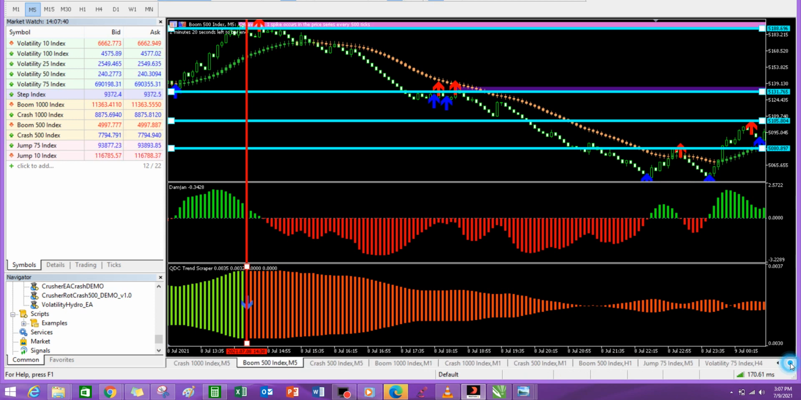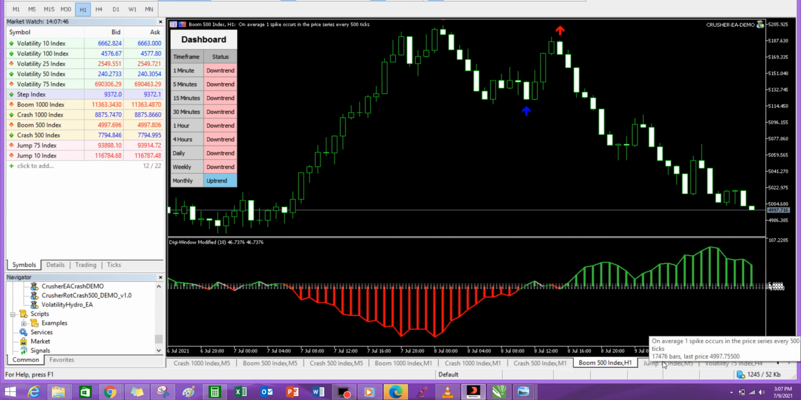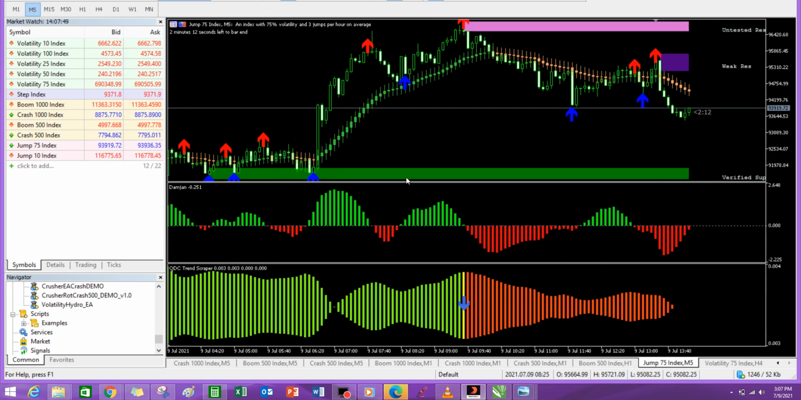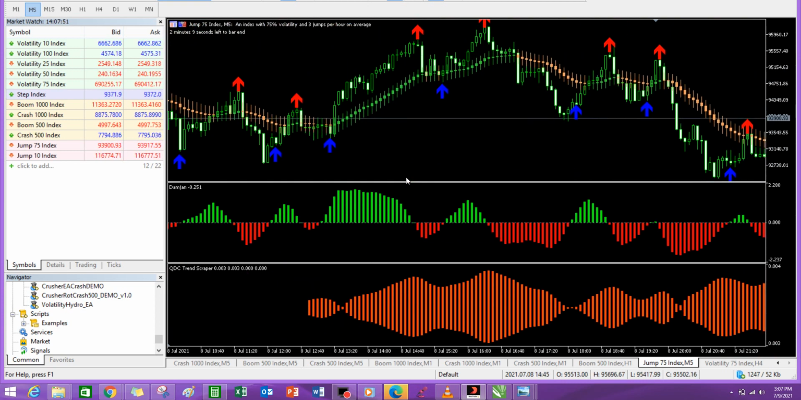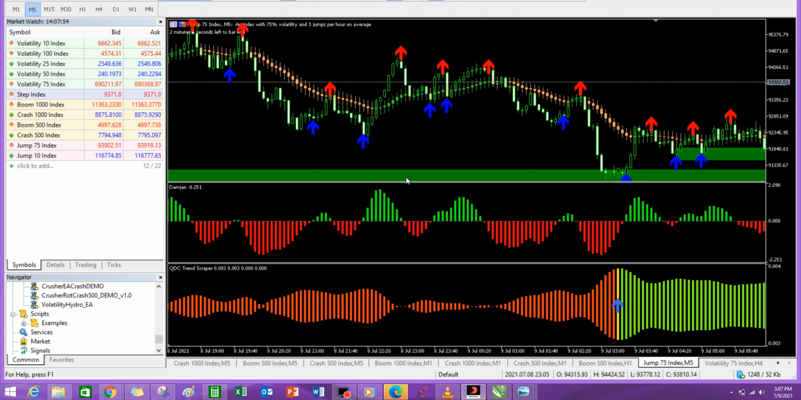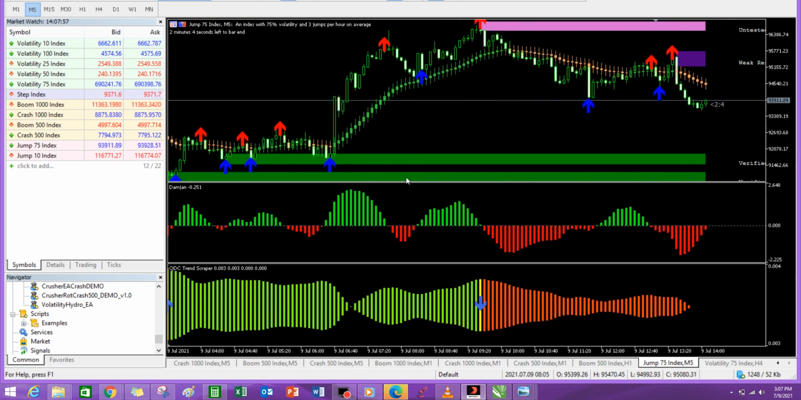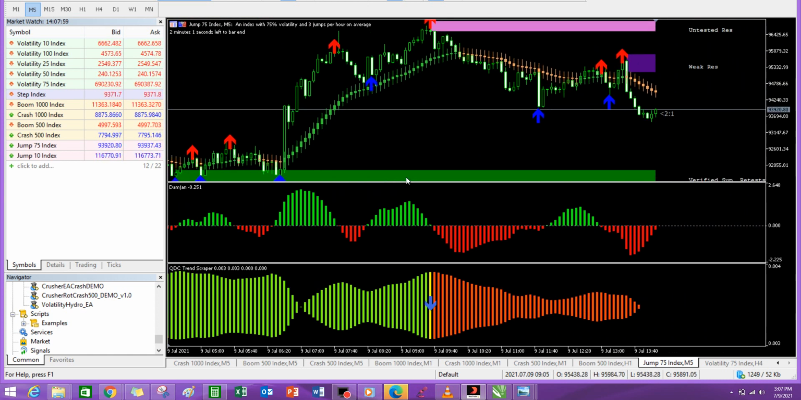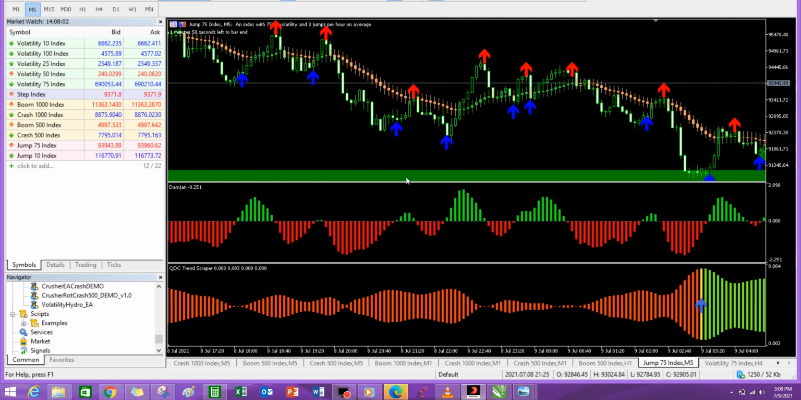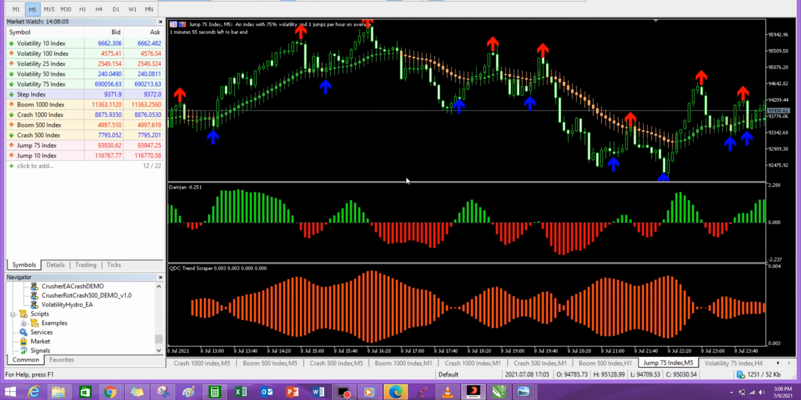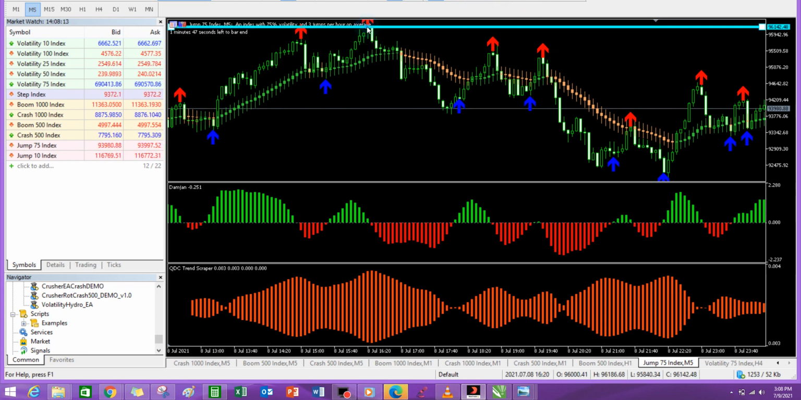The second method, let me use another chart for that. Okay, I think this is cool. I'm looking for a buy order. Okay, I can also use a sell order. Let's say you decided to place an order right here on this sell order. I'm using Jump 75 this time around just for you to know that it works with every one of them.